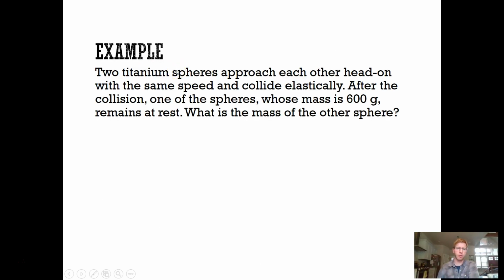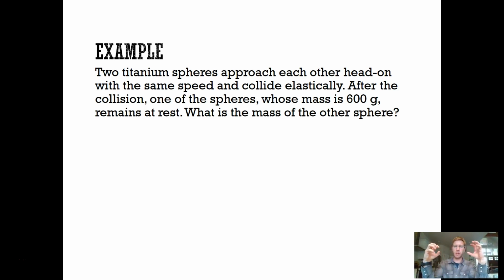So let's do an example with this one, all right? So imagine two titanium spheres are going to collide together. When they collide together, that will be a nearly elastic collision. So let's approximate it as being an elastic collision. Let's assume they collide head-on in the same direction, moving at the same speed. All right? Based on that information, I will tell you one of the two spheres has a mass of 600 grams, and that object will stop as a result of the collision.